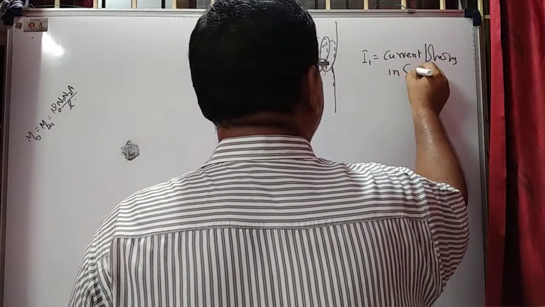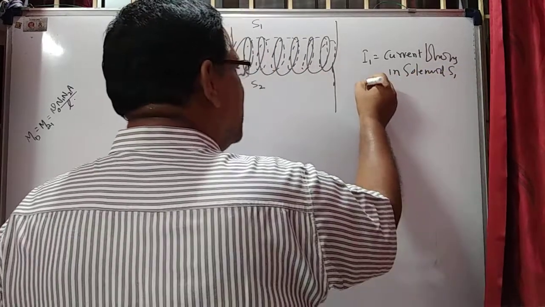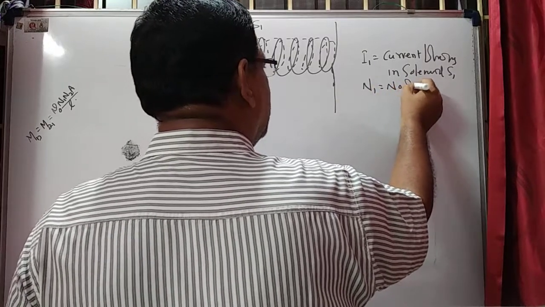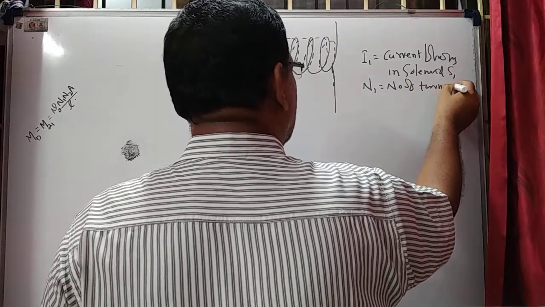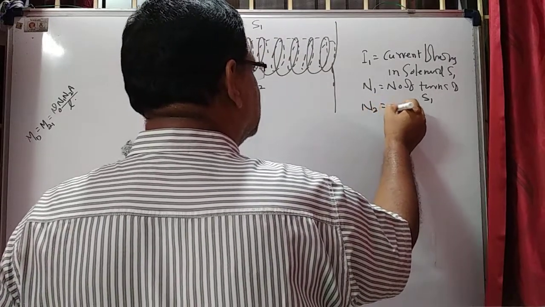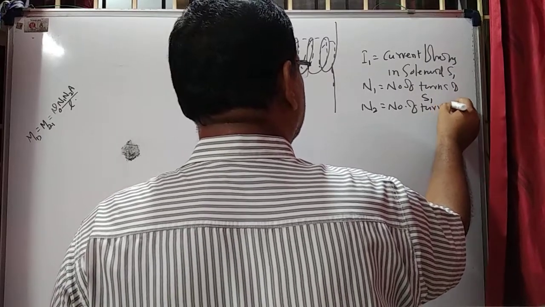I1 equals current flowing in solenoid S1, and N1 is the number of turns of S1, and N2 is the number of turns of S2.